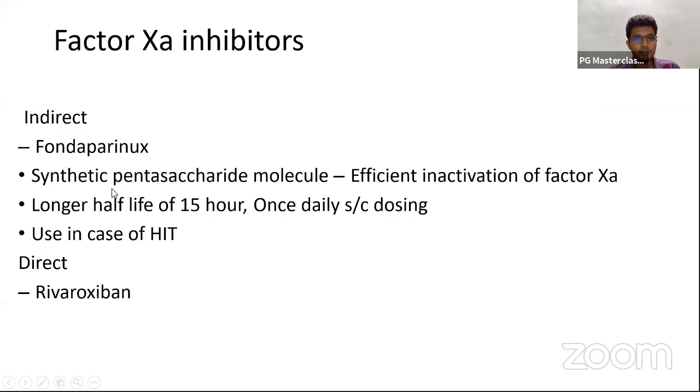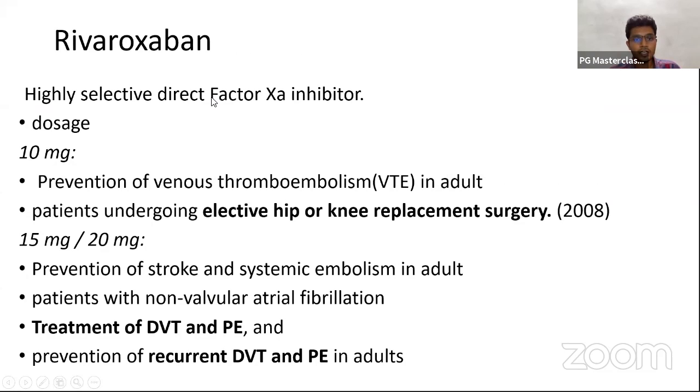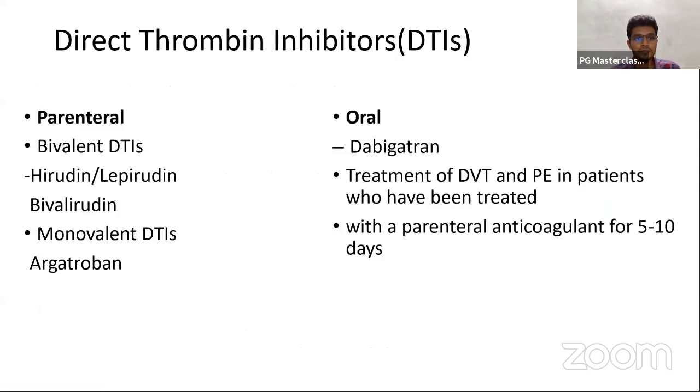The direct factor 10A inhibitor is rivaroxaban, which is a highly selective direct inhibitor of factor 10A. The dosage of 10 mg is used for prevention of venous thromboembolism in adults undergoing elective hip or knee replacement surgeries. A dosage of 15 mg or 20 mg is used for prevention of stroke and systemic embolism in adults with non-valvular atrial fibrillation, and as a treatment for DVT and pulmonary embolism and prevention of recurrent DVT and pulmonary embolism in adults.